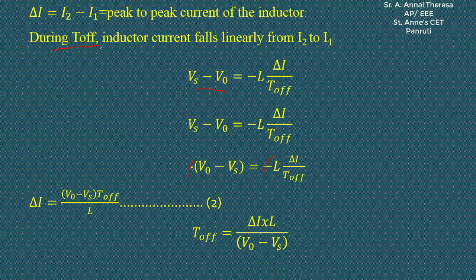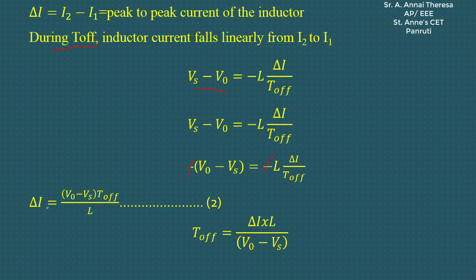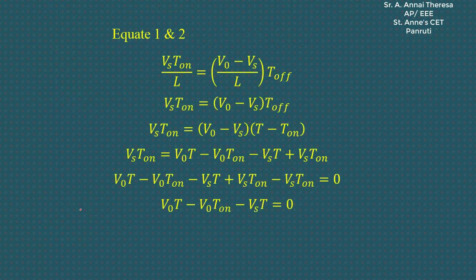From this you can also find the turn off time value. Now you can equate both equations 1 and 2, since this is also the value of delta I and this is also the value of delta I. By doing so, we can cancel the L terms. So Vs T on is equal to V0 minus Vs into T off. Instead of T off we can write T minus T on, because total time T is equal to T on plus T off, that is, total time is equal to on time plus off time.